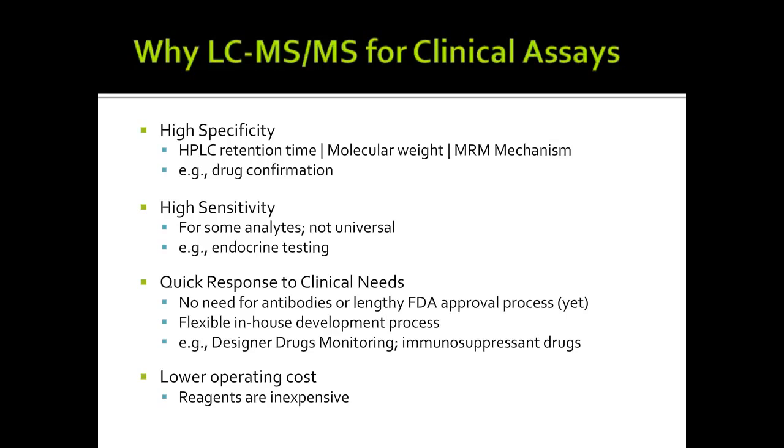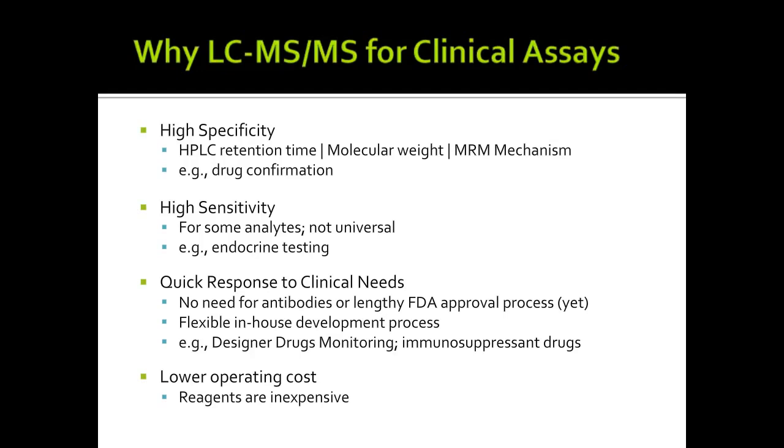Another example is immunosuppressants. Before we had the immunoassay, mass spec played an important role. Another factor is the lower operating cost. I wanted to emphasize the operating side because we all know it's pretty expensive to get a mass spec, but after you get it, the day-to-day operating cost is relatively low as the reagents are inexpensive. So these are a few reasons that we use mass spec for clinical assays.